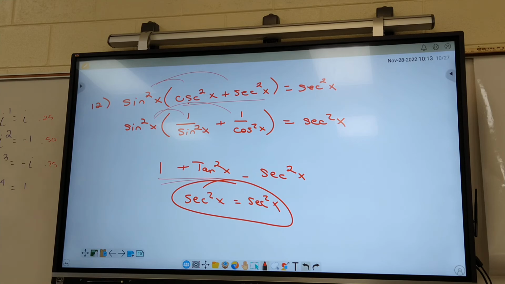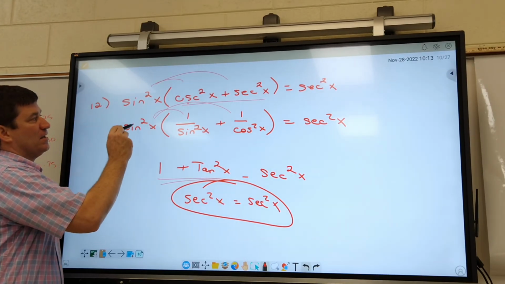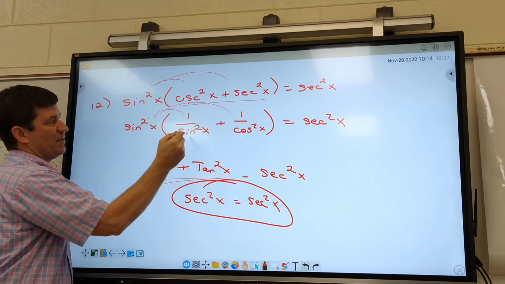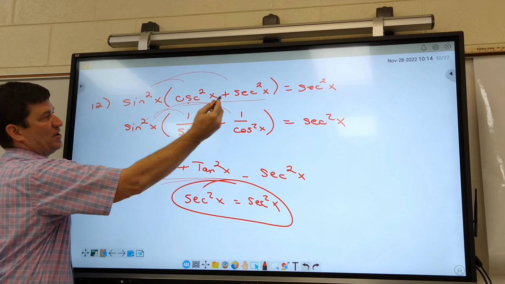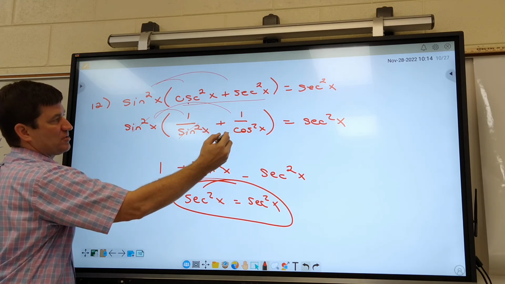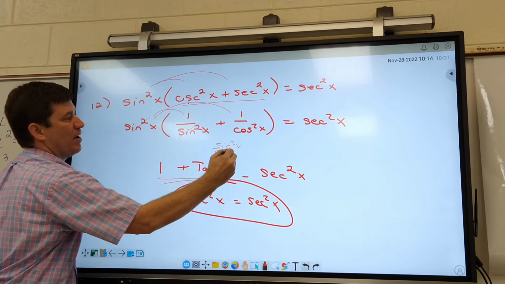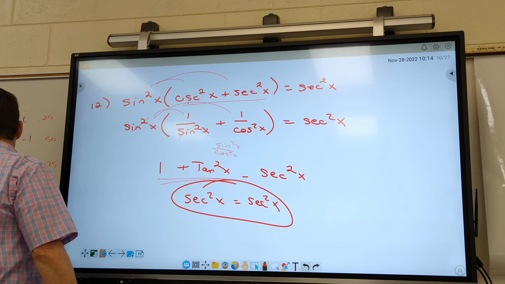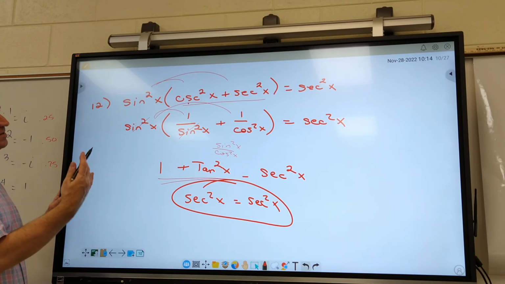Okay, do you see how I got 1? When I multiply sine squared times that fraction, that sine cancels out that sine, I bring down 1. When I multiply sine squared times this fraction, I can't cross anything out, so I put sine squared on top and cosine squared on the bottom, and then I just looked on the board and changed that to tangent squared. Good. All right, and then that's how I finished.